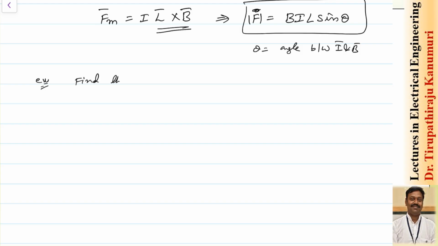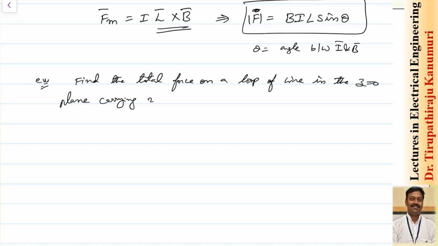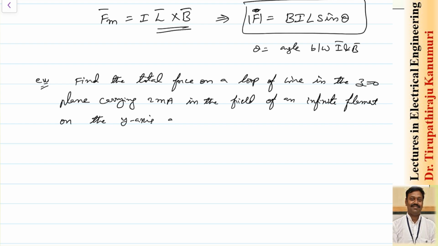Find the total force on a loop of wire in the z equal to 0 plane carrying 2 milliamperes in the field of an infinite filament on the y-axis, as shown in the figure. So that figure is given here.